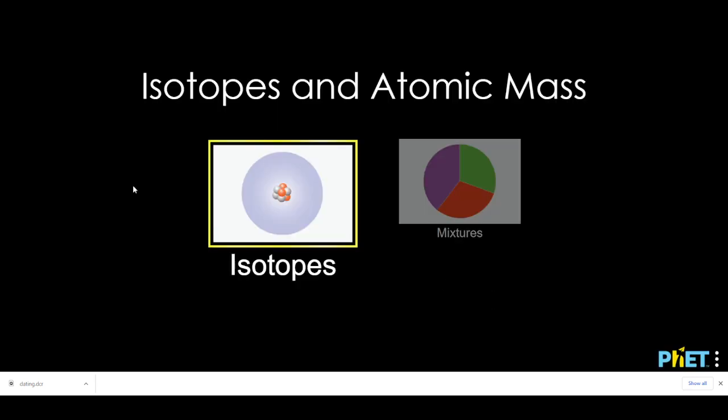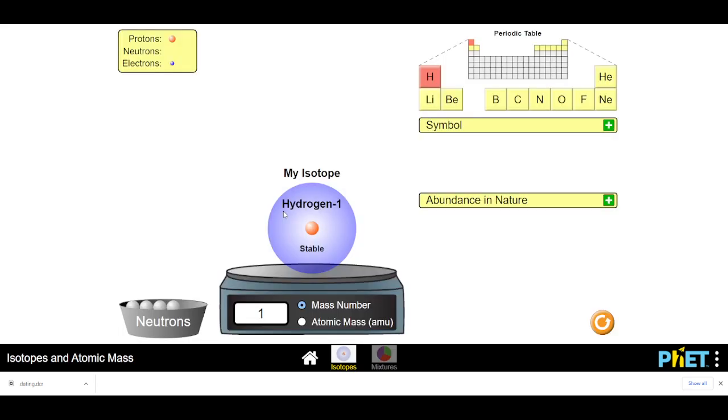Okay, so isotopes and atomic mass, when you click on PHeT, you're going to see two things, isotopes and mixtures. We're going to start with isotopes. It's actually a very quick activity. But what's really cool about PHeT, it allows you to drag and drop, and that can help with your understanding to really get these ideas, understand them better when we can visualize them.